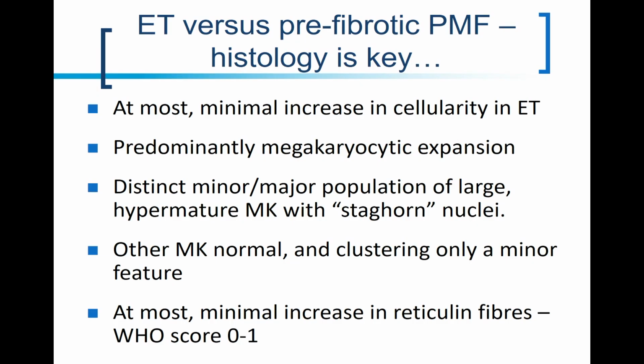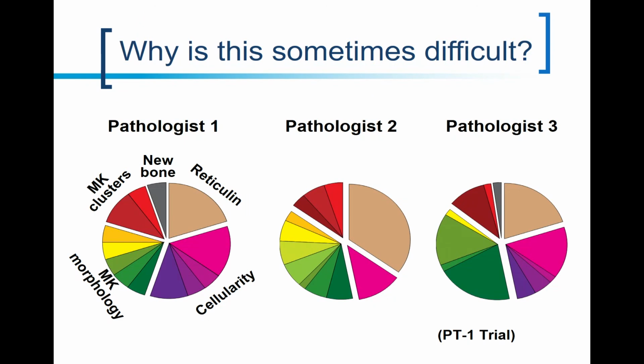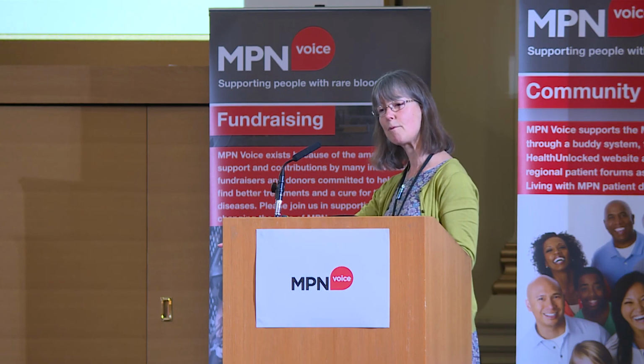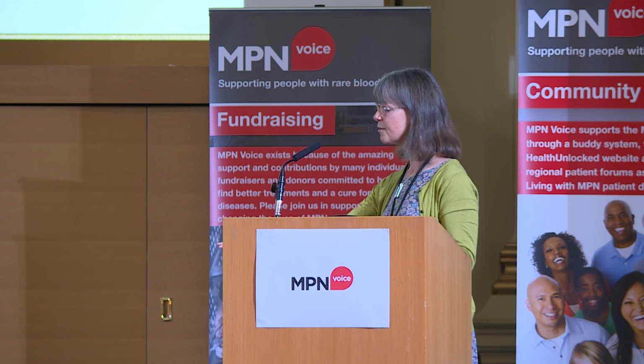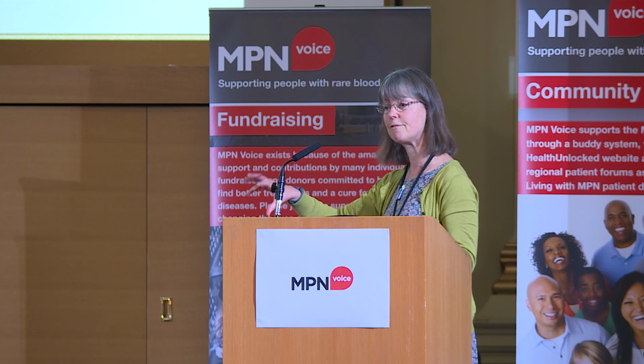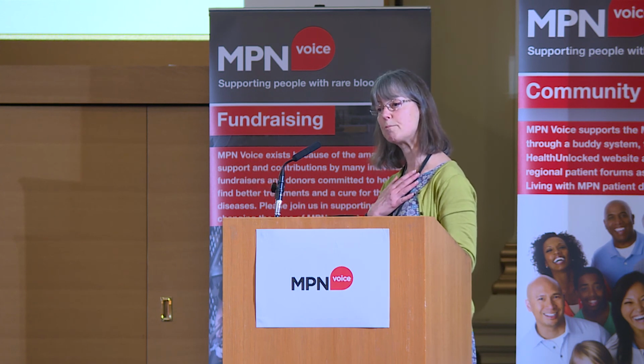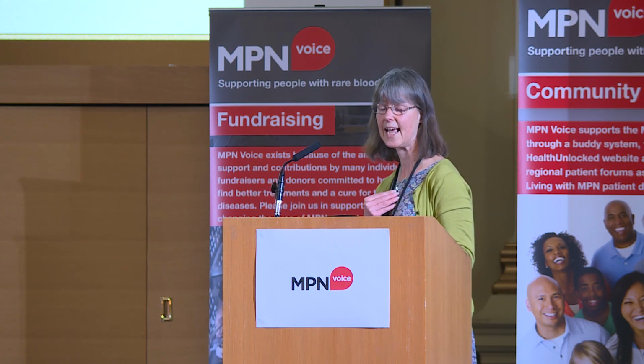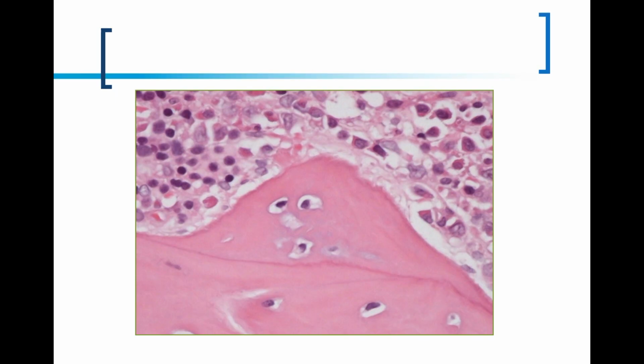I was going to talk about why sometimes there are some difficulties in establishing the diagnosis, and I'll just show you this, which is just to emphasize that it's the assessment of these various features: how many cells there are, how much fibrosis there is, how atypical the megakaryocytes are. It's a subjective assessment, and this was 3 different pathologists looking at the same things, and you don't need to remember any detail other than that the distribution of the segments around the pie chart are very different for each person. Each person interprets the same things differently, and hence we might come to a different conclusion.